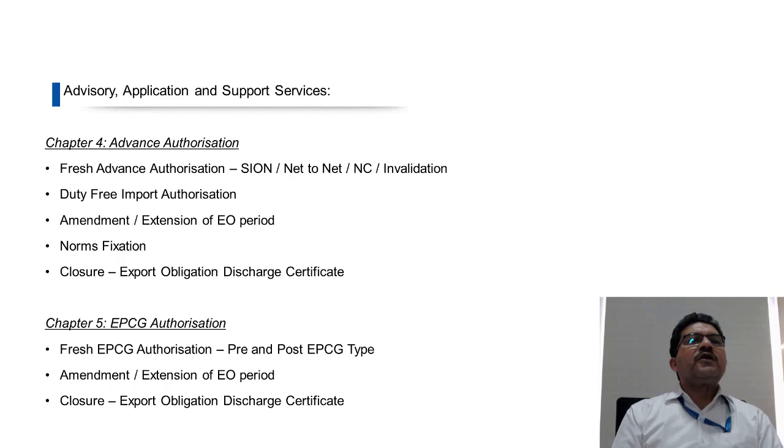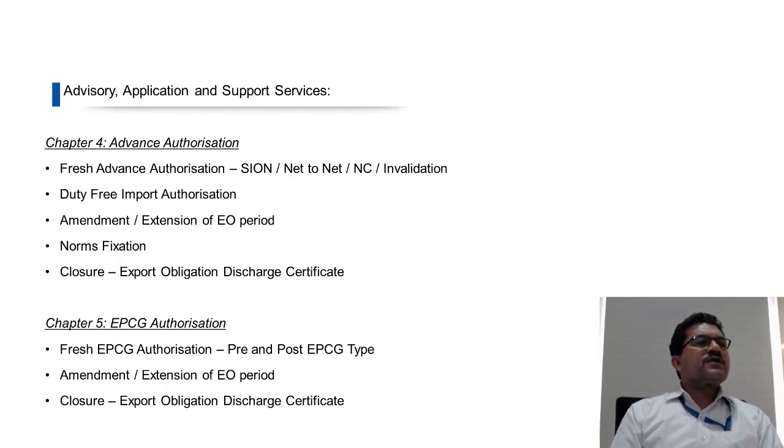There are issues in this that once I import something under advance authorization, I am not supposed to use it for domestic consumption. Many people therefore opt for duty-free import authorization scheme, which is post-export. After they export, they get the goods, and then they can deal with them as they want. When we go for any scheme where any obligation is there, then extension for the export obligation could also be applied for. As I said earlier, the norms fixation, if one is not happy, could be done. Export obligation discharge certificate, closure of these authorizations, very important, and things should not be left open, as it could again lead to substantial amount of penalties and avoidable costs.